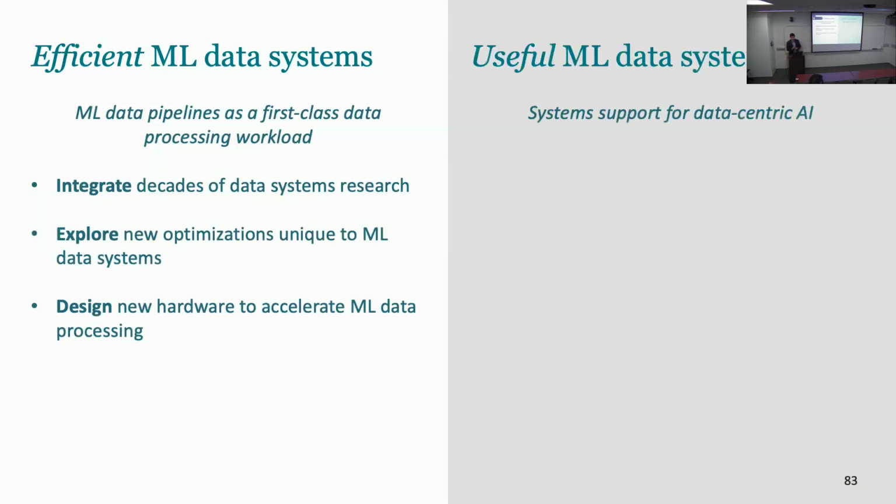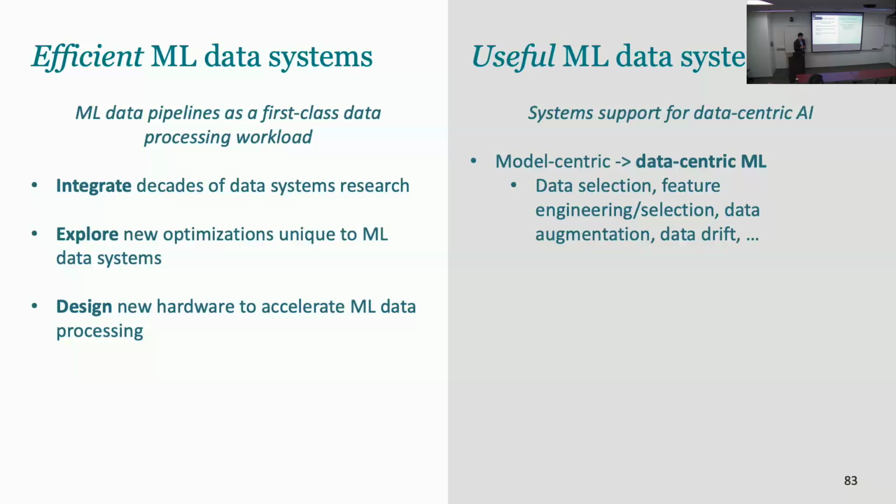I also think it's important to build useful ML data systems. This is really timely because we've seen a recent shift to data-centric ML, meaning data scientists and data engineers are exploring algorithms that improve how we use the data as opposed to the model architecture itself. For example, data selection, feature augmentation, or data augmentation, dealing with data drift, et cetera.